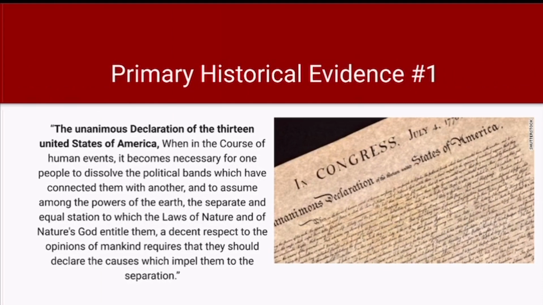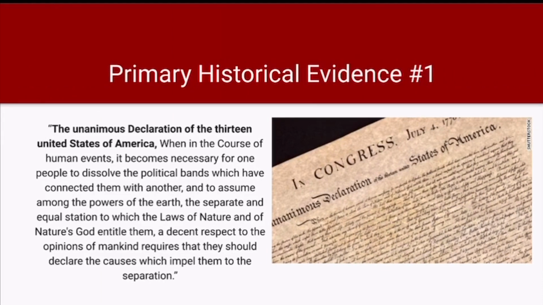Primary historical evidence number 1. The Unanimous Declaration of the 13 United States of America. When in the course of human events it becomes necessary for people to dissolve the political bands which have connected them with one another, and to assume among the powers of the earth the separate and equal station to which the laws of nature and nature's God entitle them, a decent respect to the opinions of mankind requires that they declare the causes which impel them to separation.